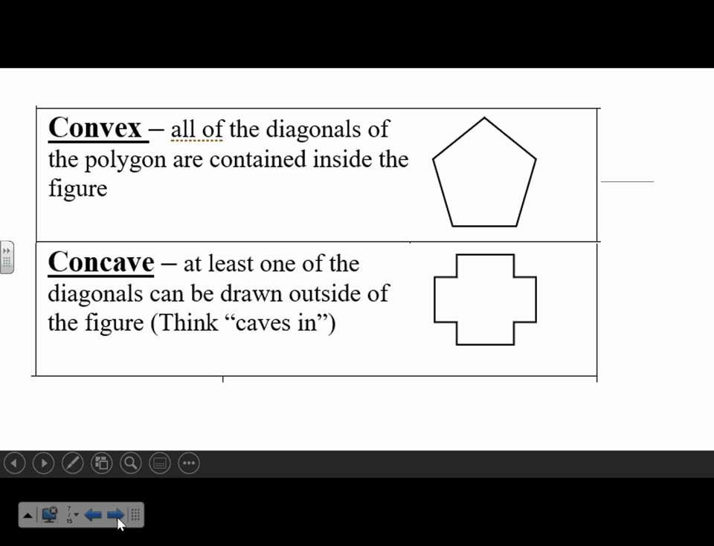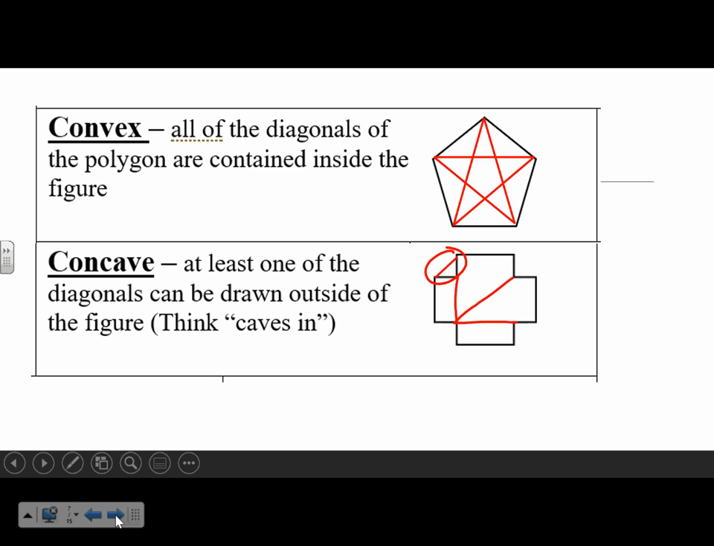So a convex polygon is a polygon where all the diagonals of the polygon are contained inside the figure. So if I connect every single one of these diagonals, notice how all of them are inside of your polygon. All of them are inside there. Concave is when the diagonals are outside, or if any of them are outside. So even if just one of them is outside, that's concave. Yes, I know that all those diagonals are inside, but all it takes is one diagonal outside to say, nope, it's concave.